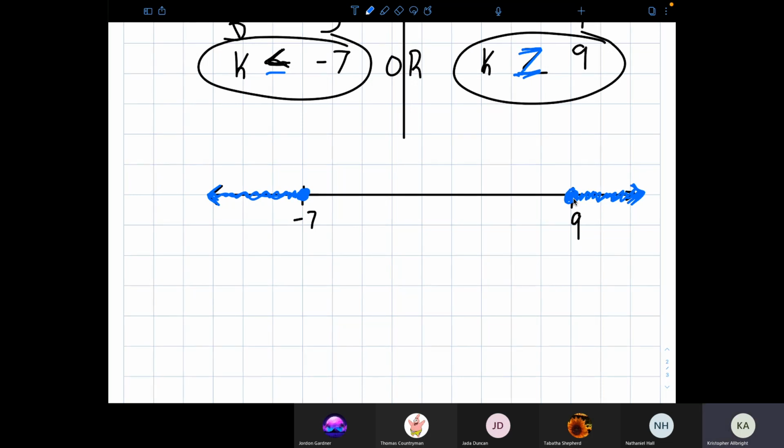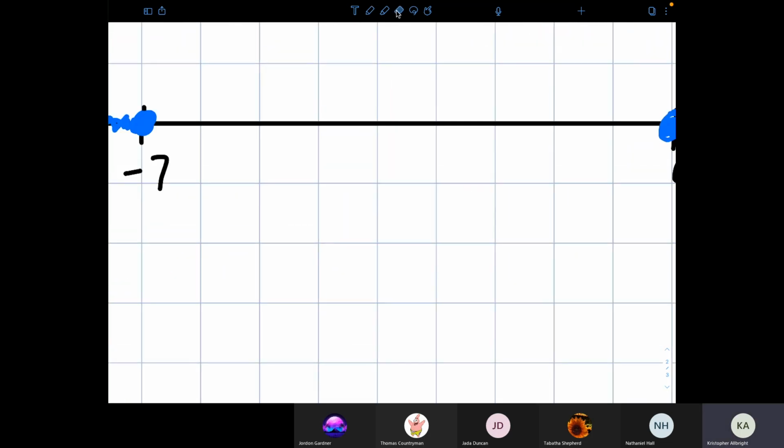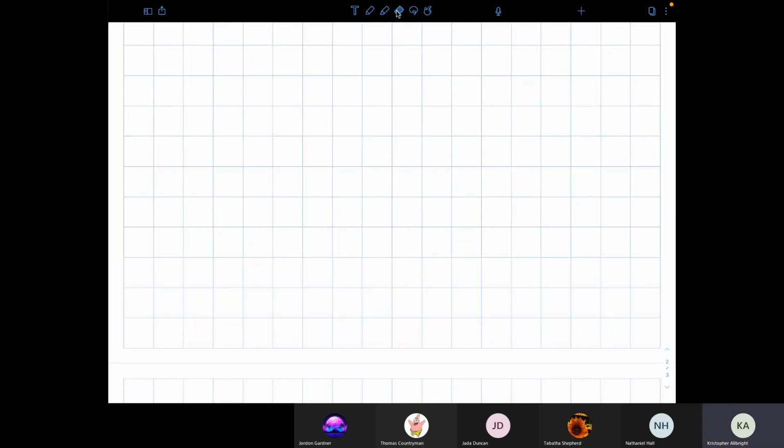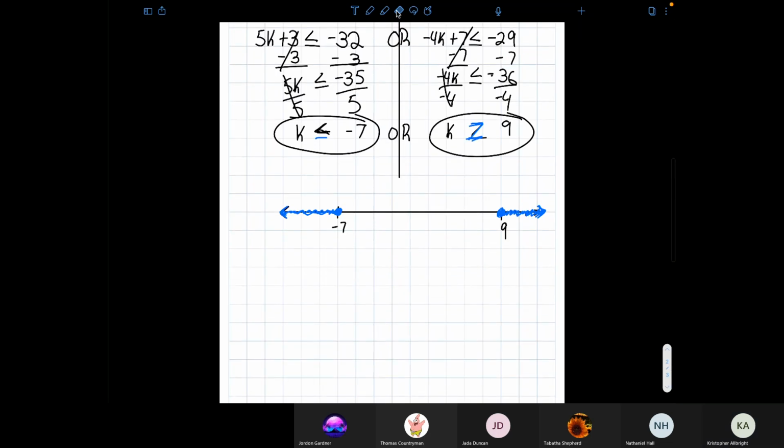If instead we had an and right here, then we would still graph it the same way, and then we would look at it and we would say, okay, where do these guys overlap? And the answer is they don't overlap anywhere. So there's no solution. But with or, it doesn't really matter if they overlap. We're saying, okay, it could be this or it could be this.